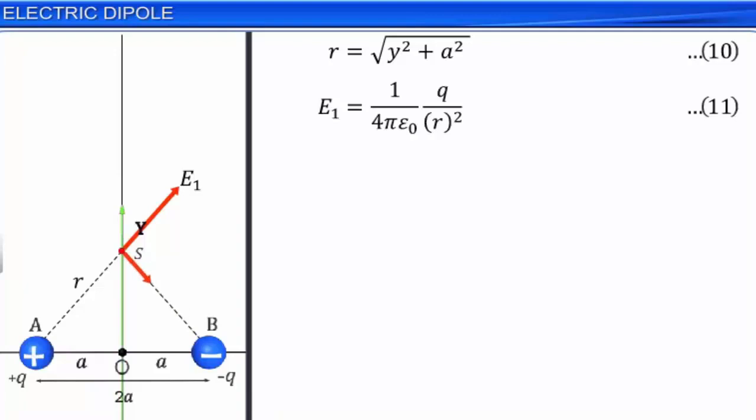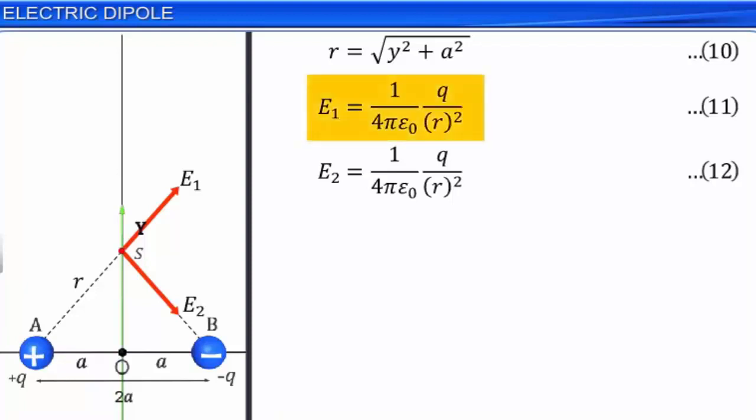Similarly, the negative charge creates an electric field of magnitude E2 is equal to 1 by 4 pi epsilon naught into q by r square. Let this be equation 12. Electric field strength E2 is directed towards the negative charge and acts along the line joining the point S and the charge minus q as shown. We observe that the magnitude of E1 is equal to that of E2. The point S lies on the perpendicular bisector of the line joining the charges plus q and minus q.